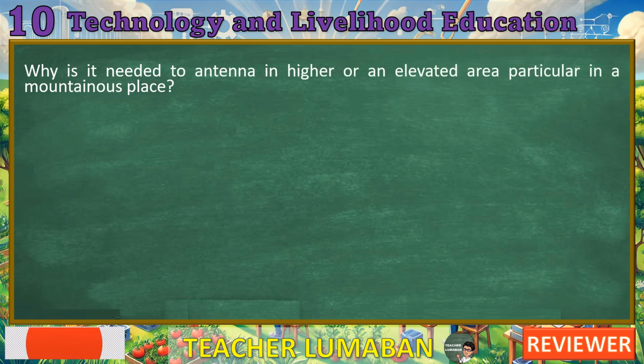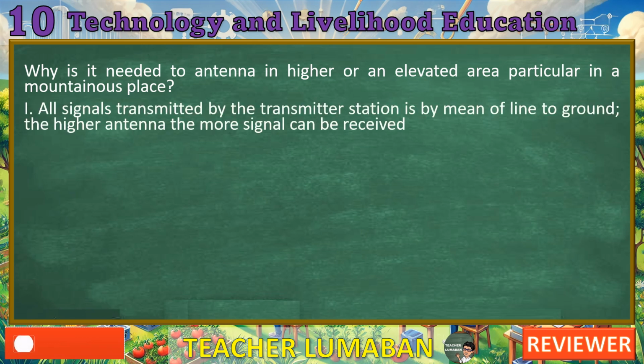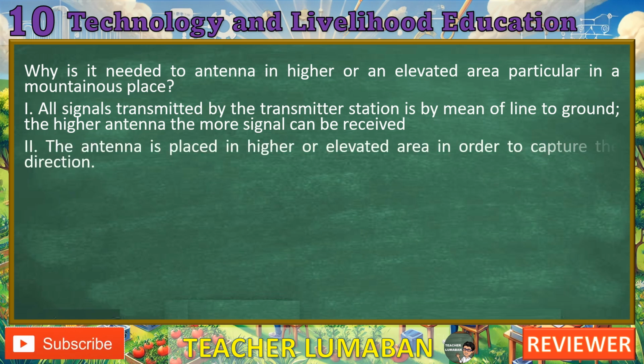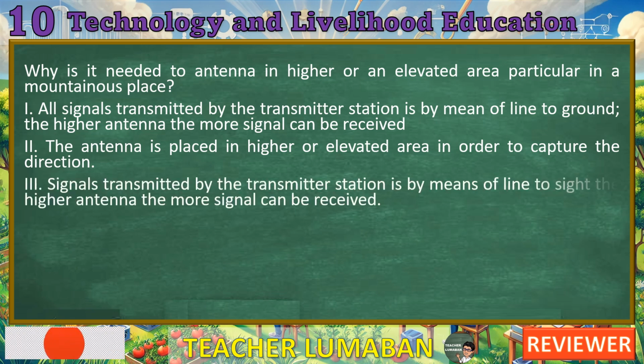Why is it needed to place the antenna in a higher or elevated area, particularly in a mountainous place? One: All signals transmitted by the transmitter station are by means of line to ground. The higher the antenna, the more signal can be received. Two: The antenna is placed in a higher or elevated area in order to capture the direction. Three: Signals transmitted by the transmitter station are by means of line of sight. The higher the antenna, the more signal can be received.